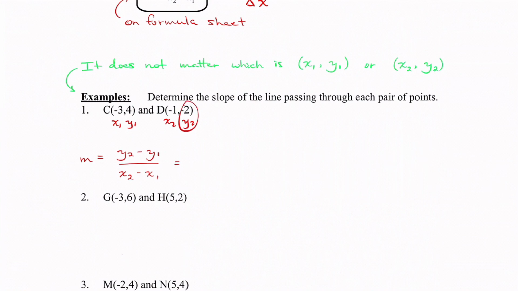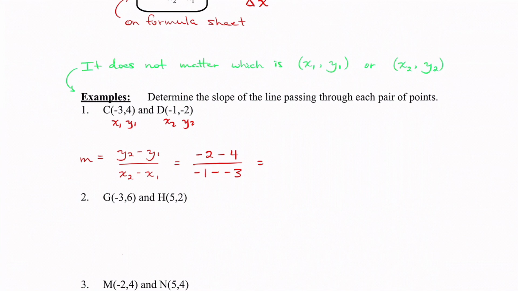So y2 was -2, so I'm going to put that in here. Subtract y1 is a 4. Divided by, and then x2 is right here, that's -1. And then subtract x1, that was a -3. So you got to put in the -3. Now these two negatives, they're going to cancel out, and that's going to give me a positive. So we'll do that in the next step.